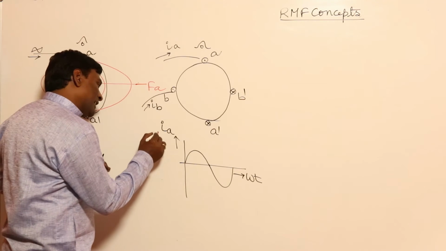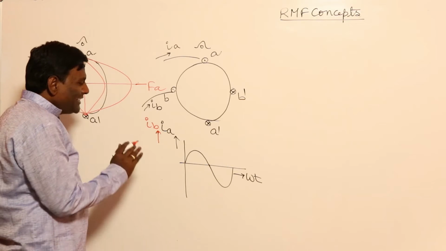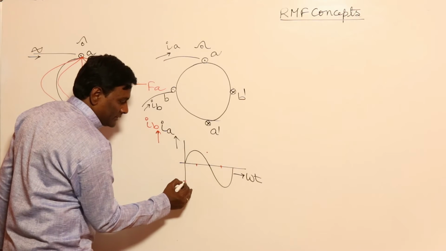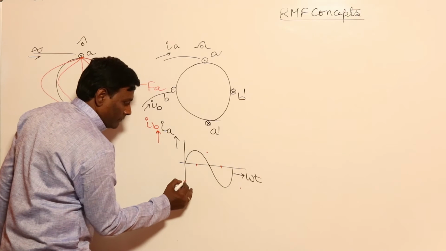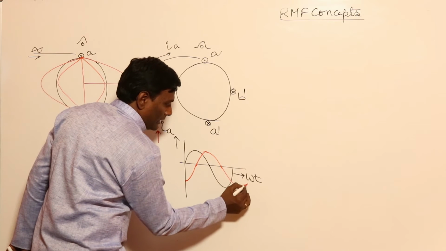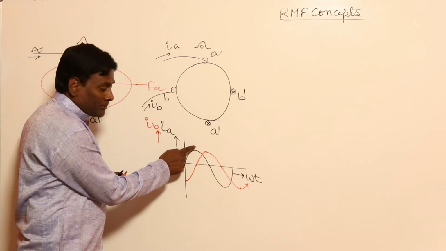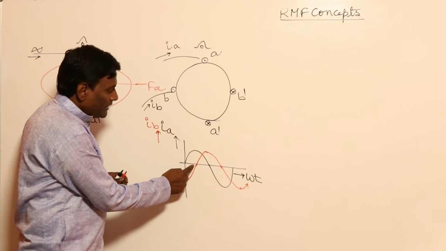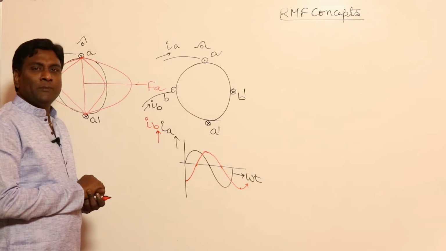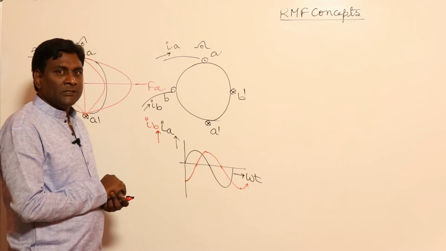Now let us think of IB. IB RMS value is equal to IA RMS value, but it is time displaced by 90 degrees. Time displaced by 90 degrees means like this. So when IA is positive maximum, IB is going to be zero. When IB is positive maximum, IA is going to be zero, some 90 degrees displacement is there. After this I will tell you what is meant by space displacement.